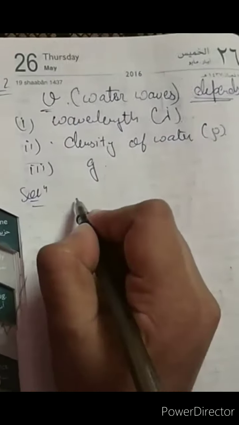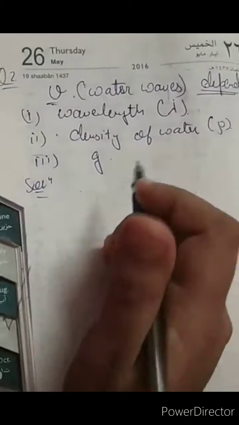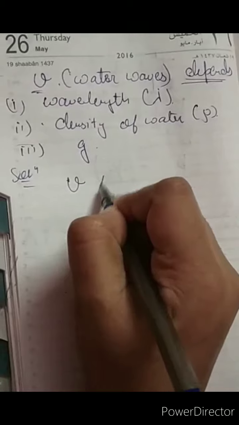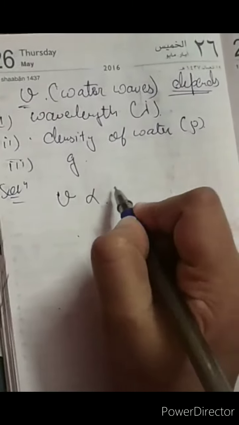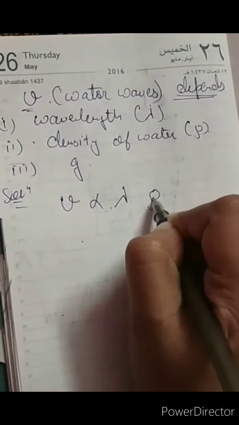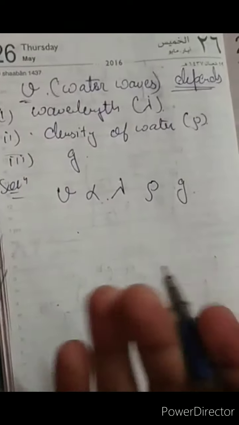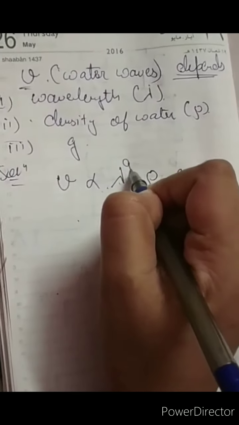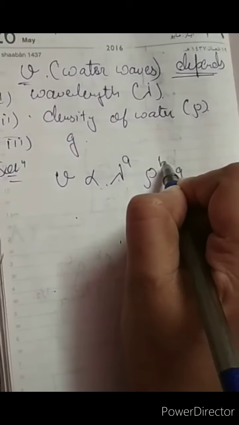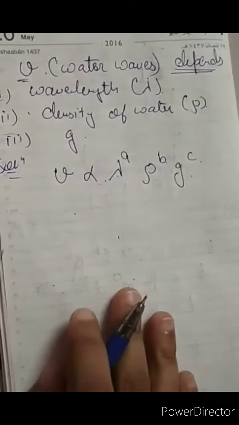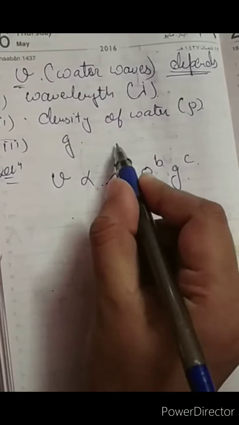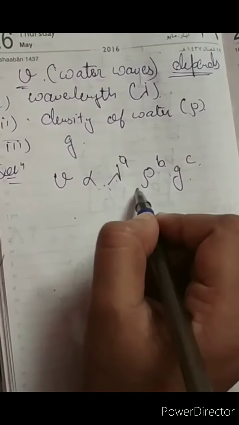Solution. So what was our first step? Our first step was V, velocity, dependent on lambda, rho, and g. Now I don't know whether it is lambda square, lambda inverse, or lambda 2. I don't know. So I write it as A, B, and C. If you want, you can give lambda to the power B, rho to the power A, no problem.